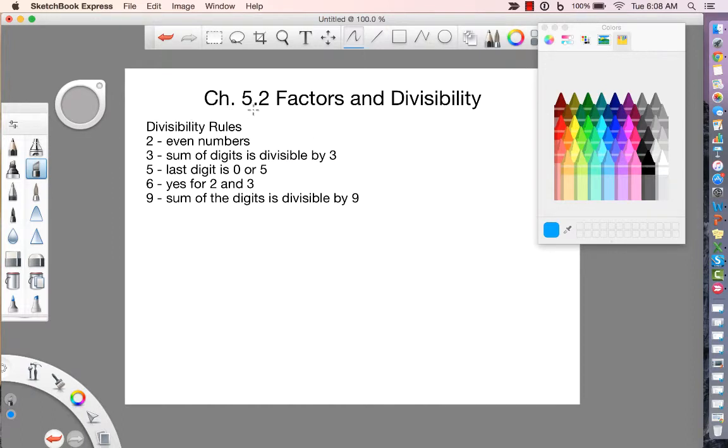Alright, chapter 5.2, Factors and Divisibility. We've already done factors. Today we're going to remind ourselves how to do that and talk about what makes numbers divisible. Okay, divisibility. So there are some rules here. We're going to come back to these rules in a little bit. Let's just unlock the problem.